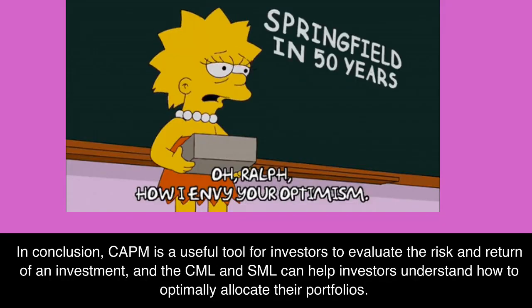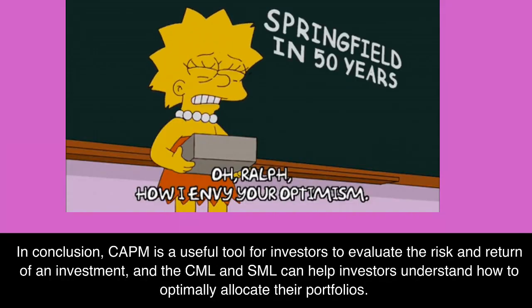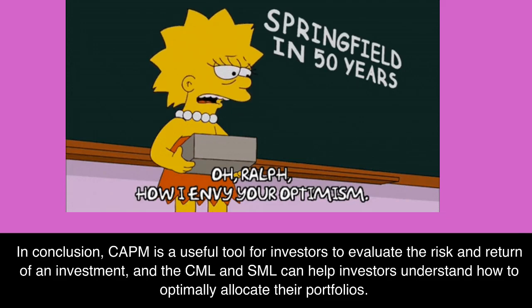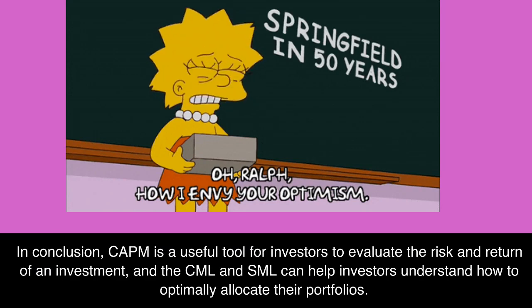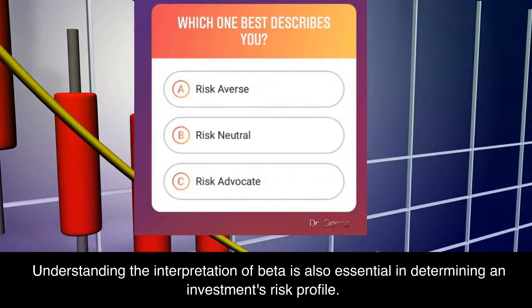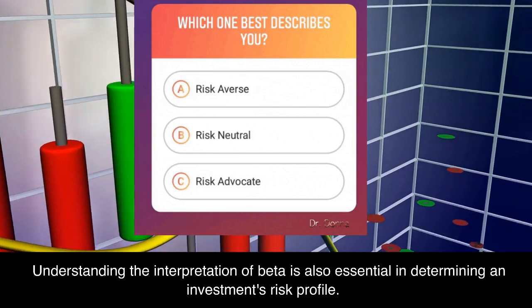In conclusion, CAPM is a useful tool for investors to evaluate the risk and return of an investment, and the CML and SML can help investors understand how to optimally allocate their portfolios. Understanding the interpretation of beta is also essential in determining an investment's risk profile.